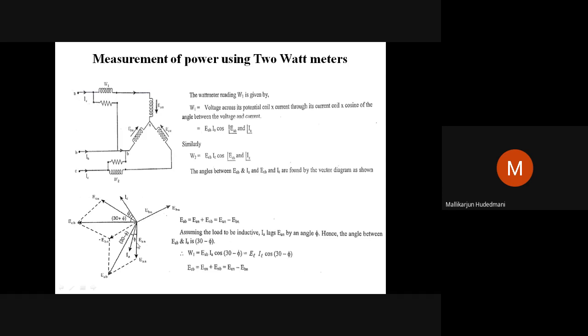Then what is the total angle here? 30. What is this part angle? Phi. Then what is the remaining angle here? 30 minus phi. That is what is required for me here. This total angle, cos of 30 minus phi, I have to write here. That you can see here. W1 is EAB, IA, cos of 30 minus phi, which I can write. What is EAB? Line voltage. What is IA? Line current. Cos of 30 minus phi. This is equation number 1 I can write from instrument number 1.